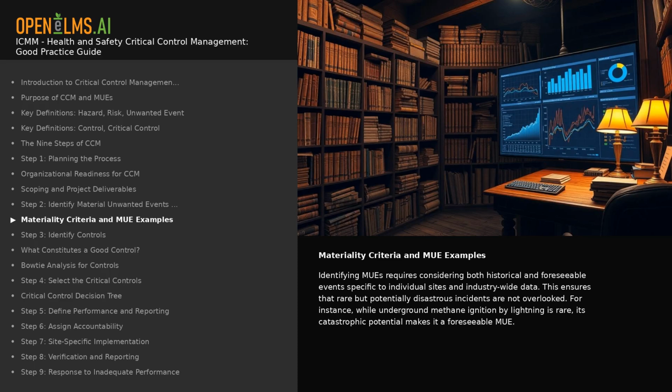Materiality criteria and MUE examples. Identifying MUEs requires considering both historical and foreseeable events, specific to individual sites and industry-wide data. This ensures that rare but potentially disastrous incidents are not overlooked. For instance, while underground methane ignition by lightning is rare, its catastrophic potential makes it a foreseeable MUE.